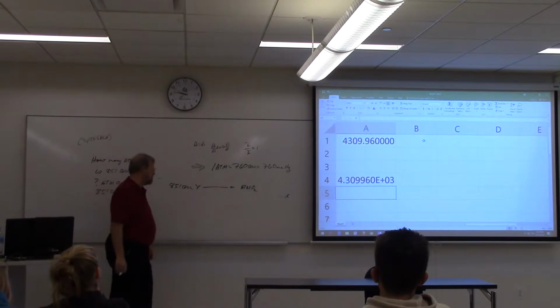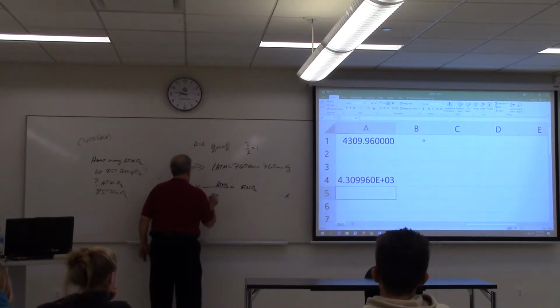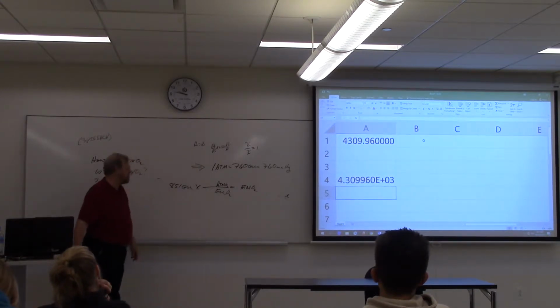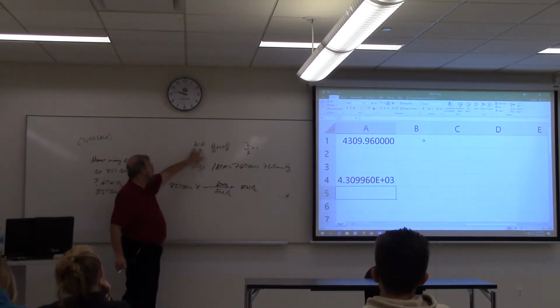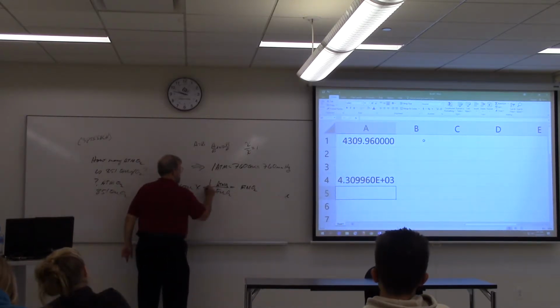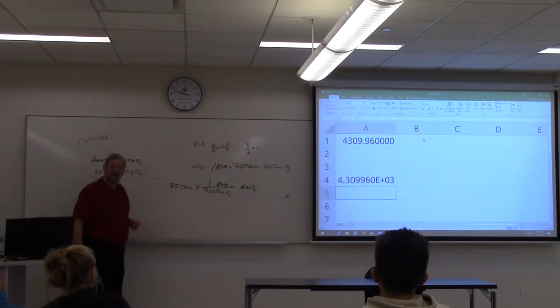I use unit analysis. Whatever I'm trying to get to, I'll put on top. Whatever units I'm trying to get rid of, I'll put underneath. And where do we have a relationship between torr and atmosphere? Right here. 1 atmosphere equals 760 torr. So whenever you have 2 things equal to each other, you can put in ratios. For every 1 atmosphere, how many torr? 760.